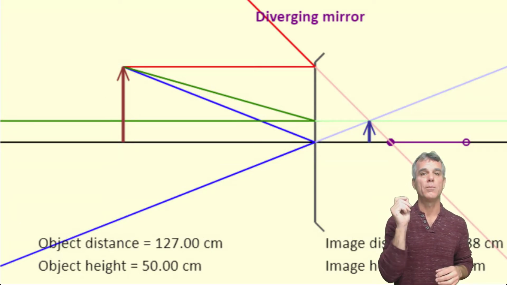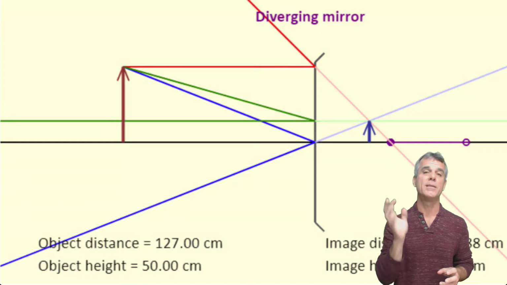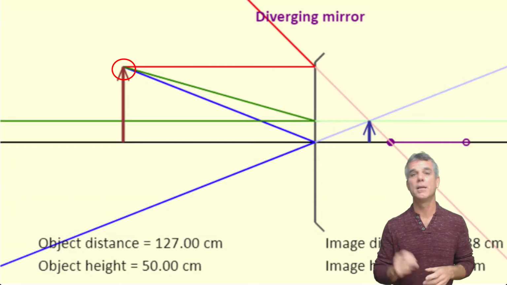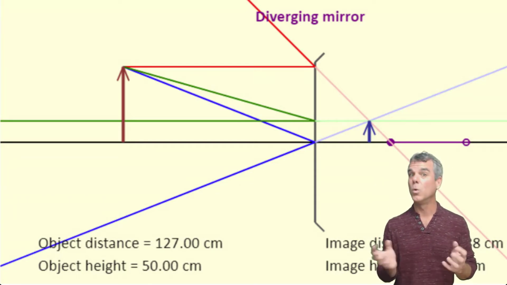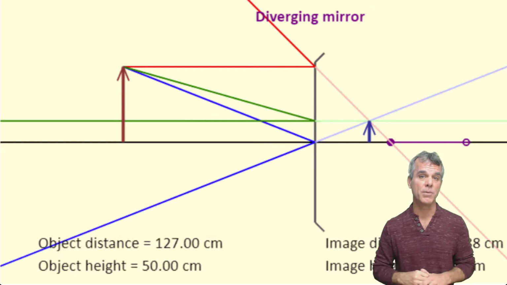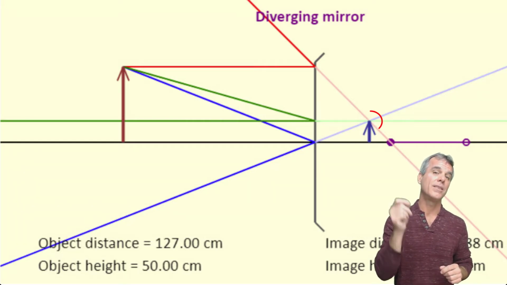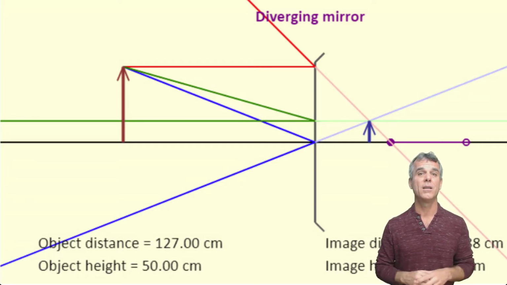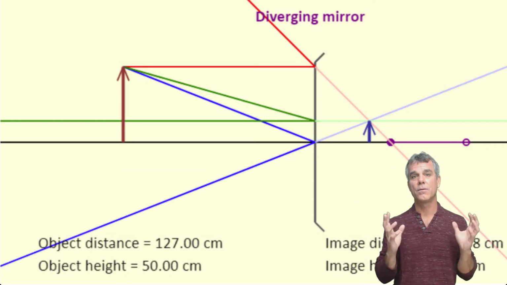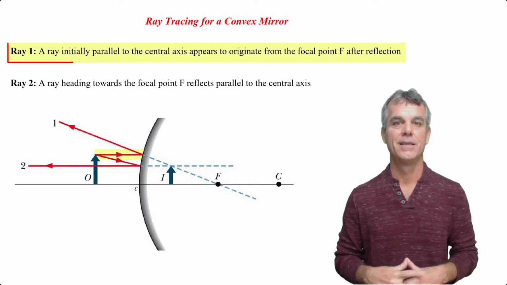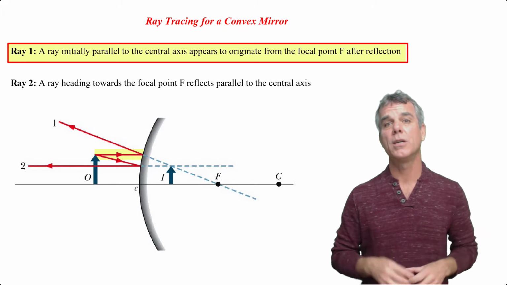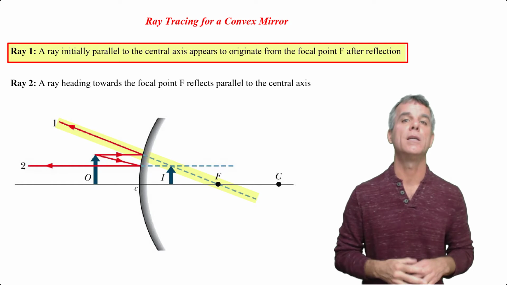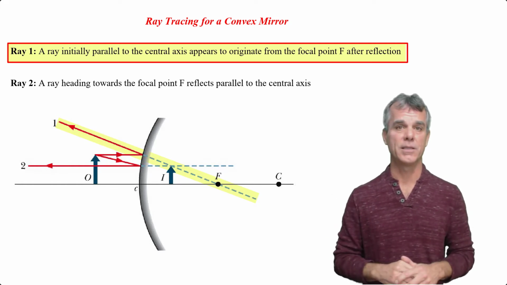And then we draw the principal rays starting from the tip of the arrow. And what we're looking for is where do these rays intersect after reflecting from the mirror? Or in the case of a diverging or convex mirror, where do these rays look like they originated from after reflecting from the convex mirror? So let's take a look at the 4 principal rays used for convex mirrors. Ray 1, a ray originally parallel to the central axis after reflection appears to have originated from the focal point behind the convex mirror.